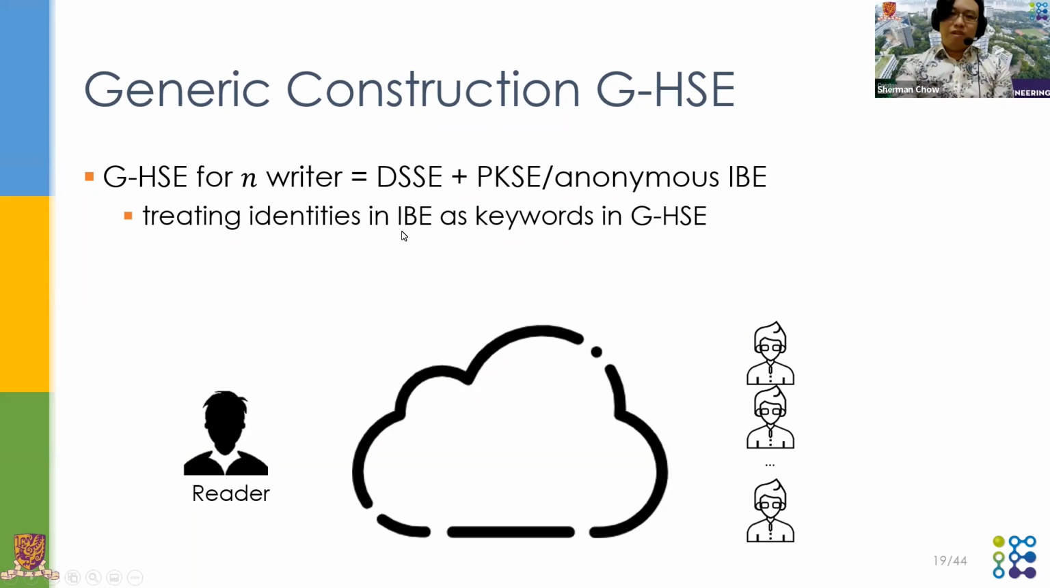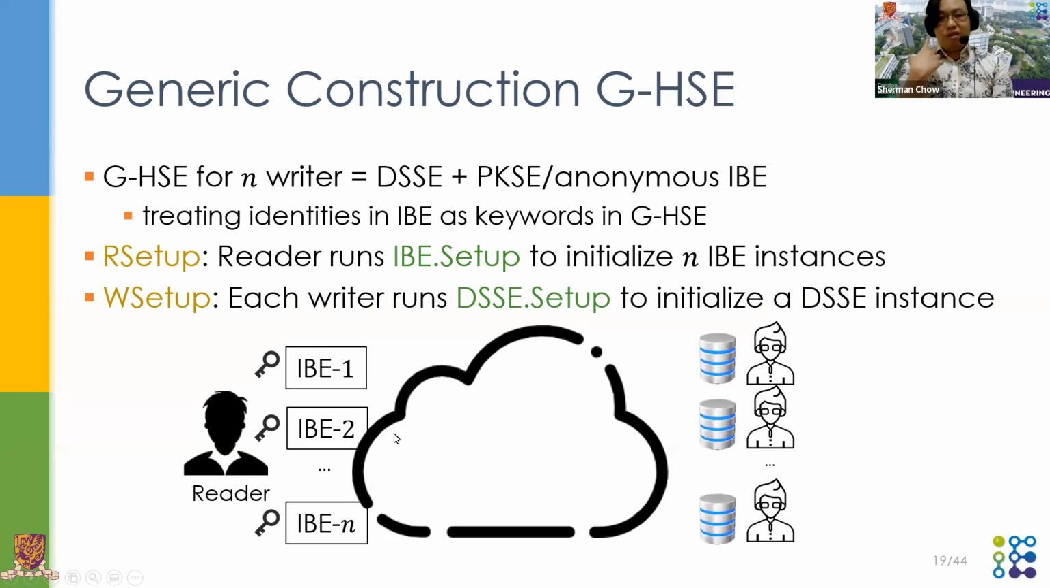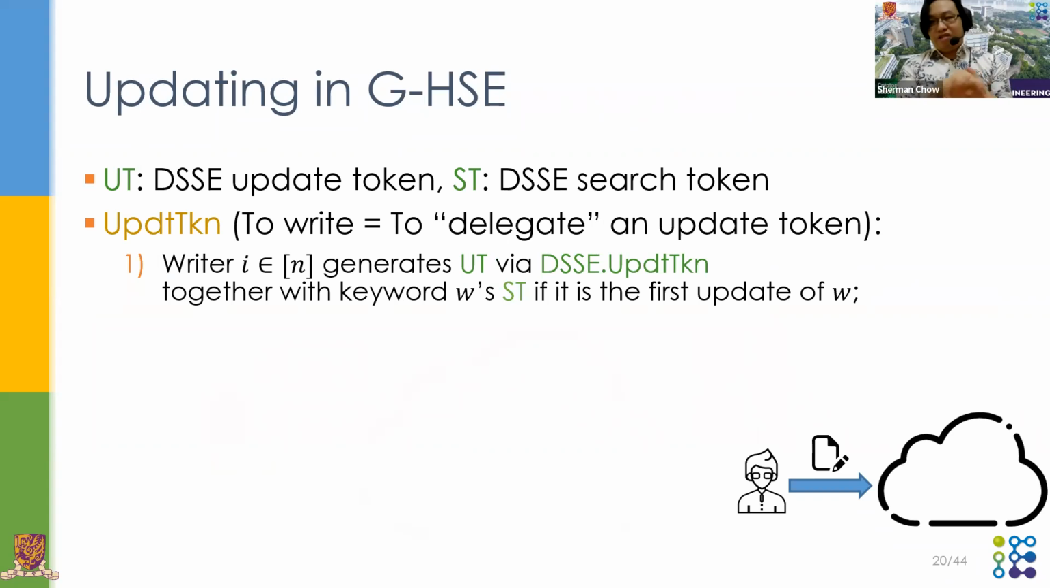So the idea is still like the basic PKSE construction: you treat the identity in IBE as the keyword in GHSE. In the setup algorithm, the reader will just run the IBE setup algorithm to initialize an IBE instance, since we are going to support n writers. So there's IBE copy 1, IBE copy 2, and so on up to IBE n. Each writer just runs the DSSE setup algorithm to initialize a DSSE instance and uploads it to the cloud. So those are the two setup algorithms. That's quite straightforward. And for the update, there's a little bit more detail.